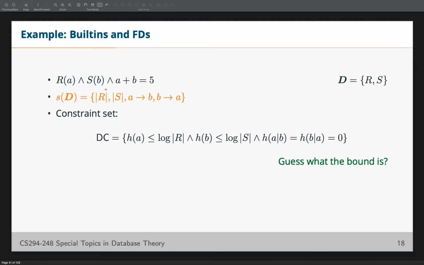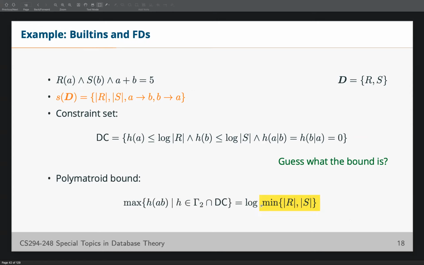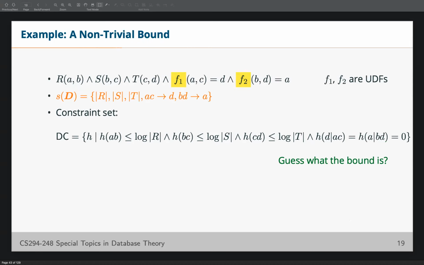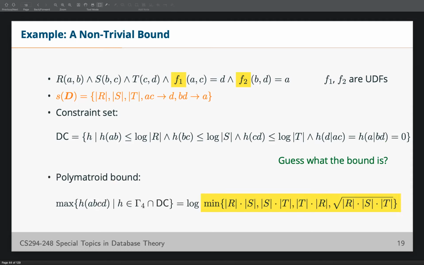Okay, so another example, if you have just a cross product of two relations, but then you know that A plus B is 5, then in this case you will know there's an FD going back and forth, A to B and B to A. And I will save you the trouble. The bound is going to be the minimum of the two quantities. But we didn't really have to do this on a case-by-case basis. Just give it to the linear program, it is going to solve it for us. Okay, there's one more non-trivial example, but I will leave it as an exercise for you to do at home. And the bound turns out to be like a square root of R, S and T.